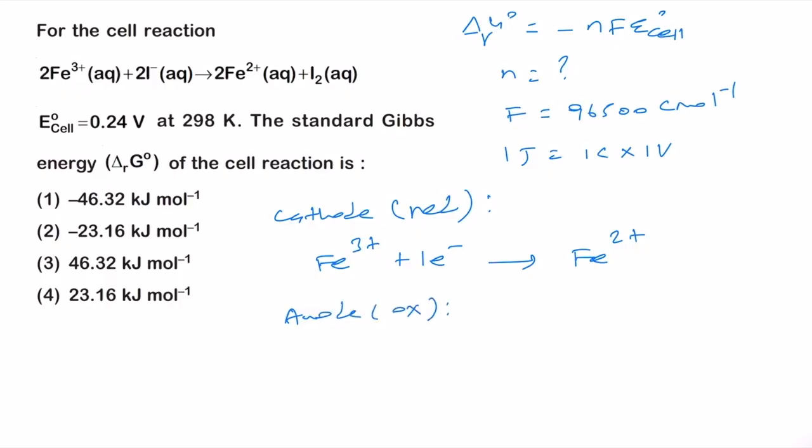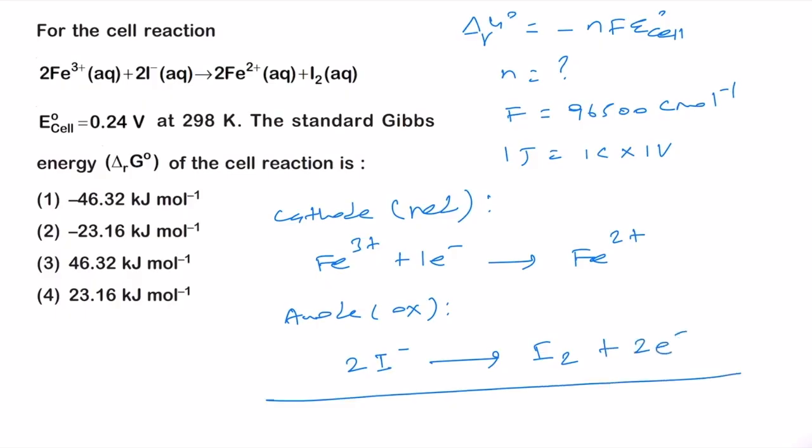Anodic oxidation, cathodic reduction. Two of the iodide ions lose 2 electrons and give us the iodine molecule. To balance the entire cell reaction, we need to multiply the half reaction happening at the cathode by 2. That means our n value is 2 here. Delta G naught is equal to minus 2 times 96,500 coulomb per mole times 0.24 volt.